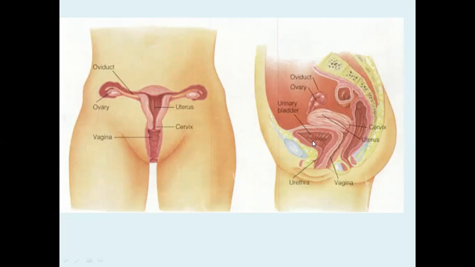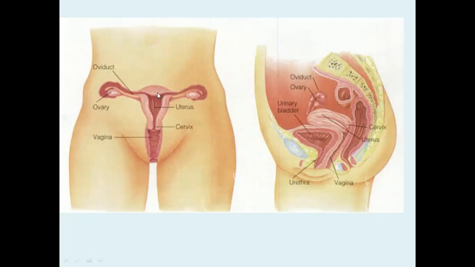Let's have a look. Here is the urinary bladder in which urine is stored, and that opens to the exterior through this little tube here called the urethra. Here is the uterus. There's an ovary, there's a fallopian tube, and this is the uterus, and here's the cervix, and there's the vagina, and there's the external opening of the vagina.